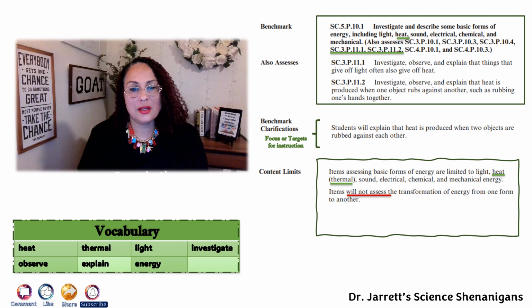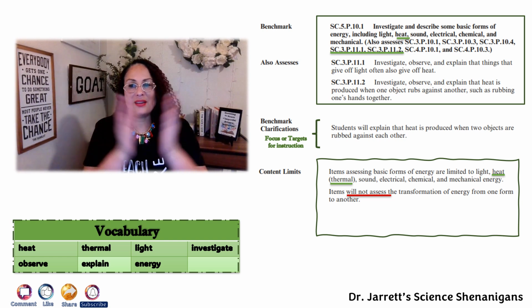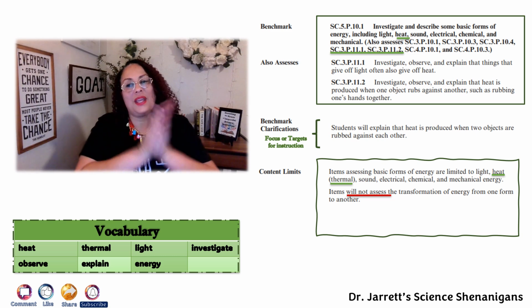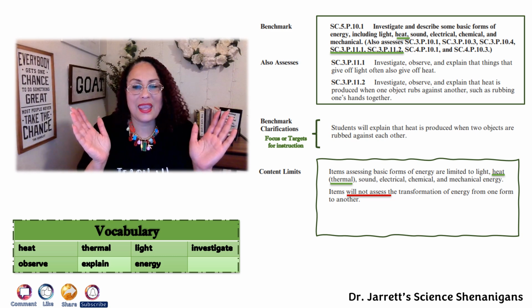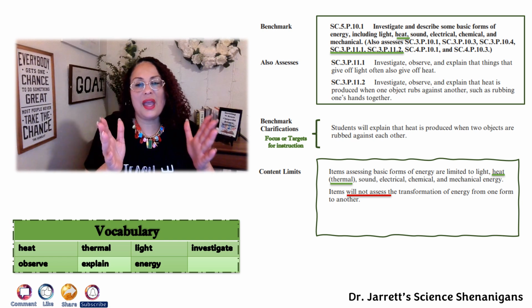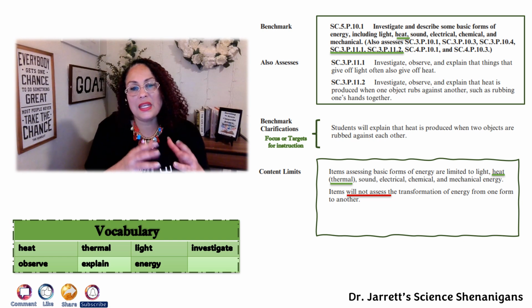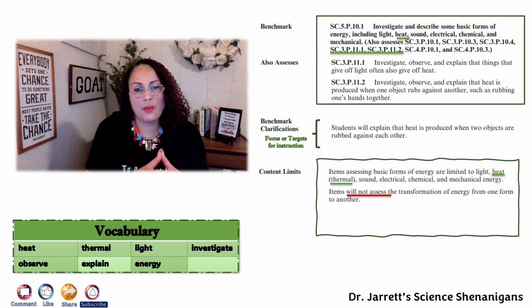Also, investigate, observe, and explain that heat is produced when one object rubs another object, such as rubbing one's hands together. Hey man, that's a free activity right there. The kids take their hands and they rub them together, and they get hot. That helps the students understand that when objects are rubbed against one another, heat is produced. And that would be a definite vocabulary.